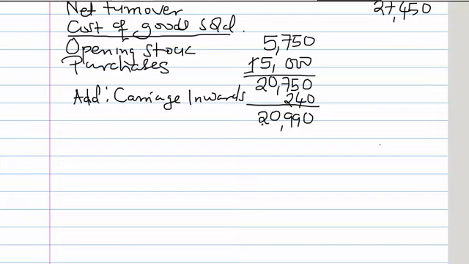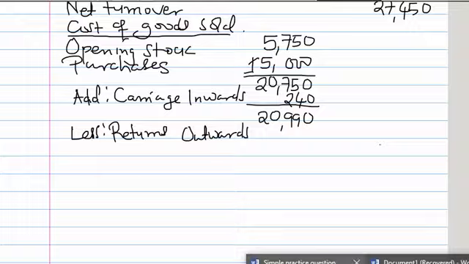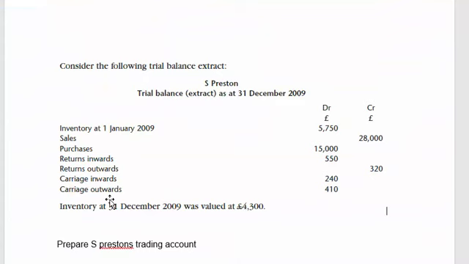Next thing you want to do is, not all goods that you purchased were good, so you might have returned some. So you have returns outwards, also known as purchases returns. So returns outwards, when you go to the question, were 320, so you put them there.